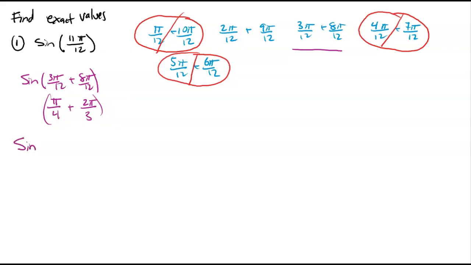The very first thing I always want to do is break this up. So this is your A and this is your B. So it becomes sine of your A, cosine of your B. Oops, not 2.